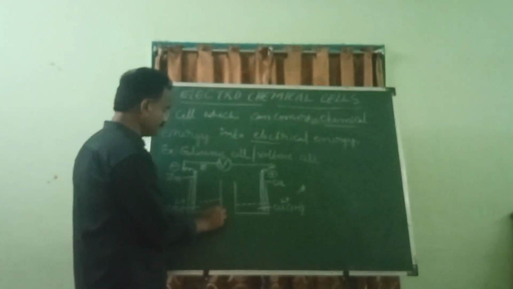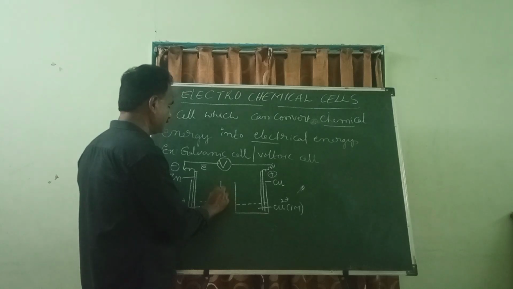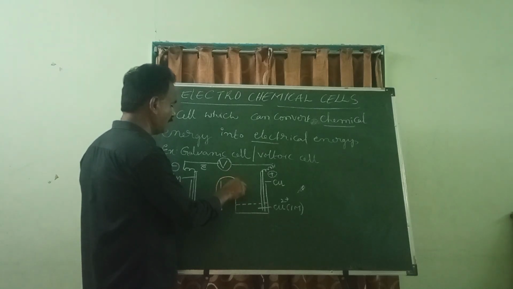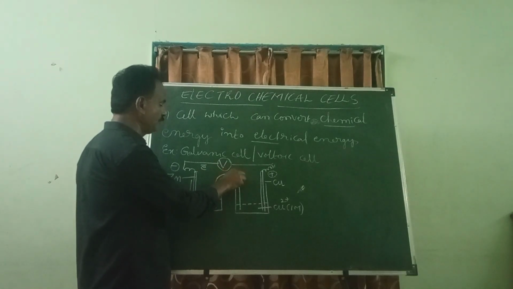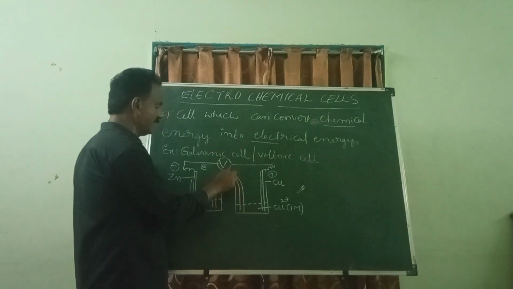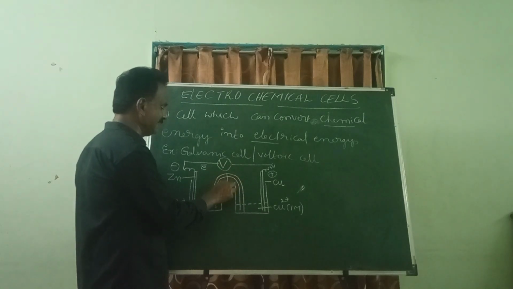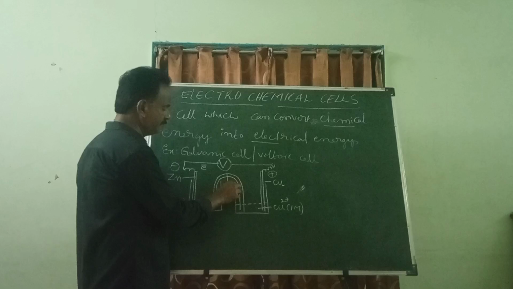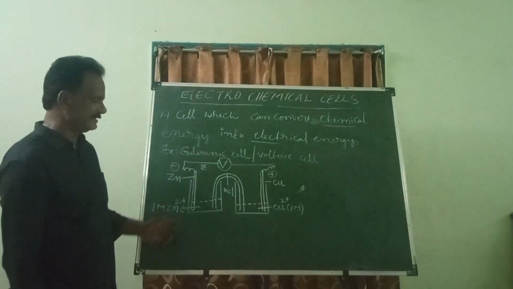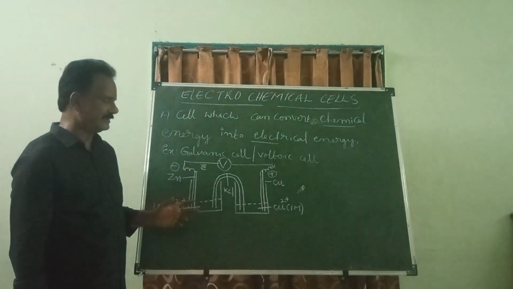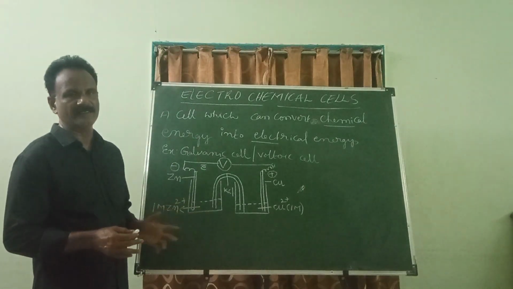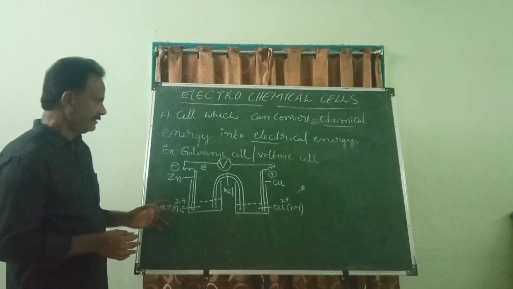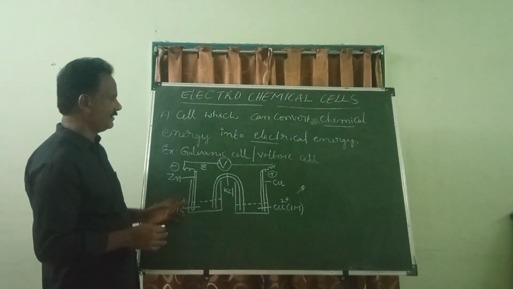Now, these two half cells are connected through a salt bridge. Salt bridge is an inverted U-shaped glass tube which contains a strong electrolyte like KCl, potassium chloride. This is significant in completing the circuit and preventing polarization. That is the importance of salt bridge. So this is the complete construction of electrochemical cell.